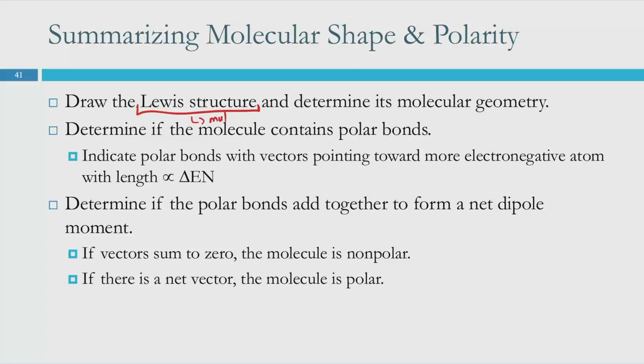So that's multiple steps. And then we also determine its molecular geometry. And that's more multiple steps. It's a little bit of counting. And then we get to add some more steps on top of that. The new steps that we're adding on is determine if there are polar bonds.